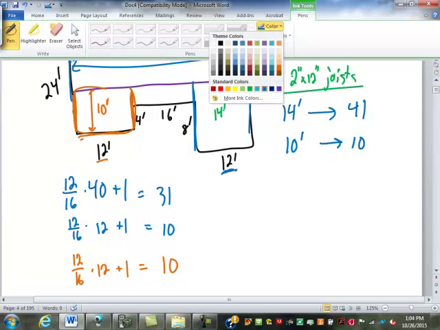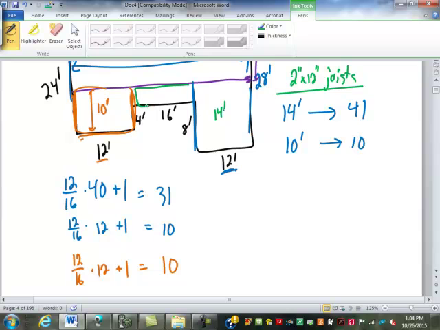Are we done? No, we have this section. How long are those going to be? 6 footers. 10 minus 4 gives us 6 footers there. Do we need one on this end? No, we've already got a 10 footer there. Do we need one here? No, we've got a 14 footer there. So this is going to be 12 over 16 times 16 minus 1. We don't need one on either end, which is going to give us 11. So 6 footers, we need 11 of them.